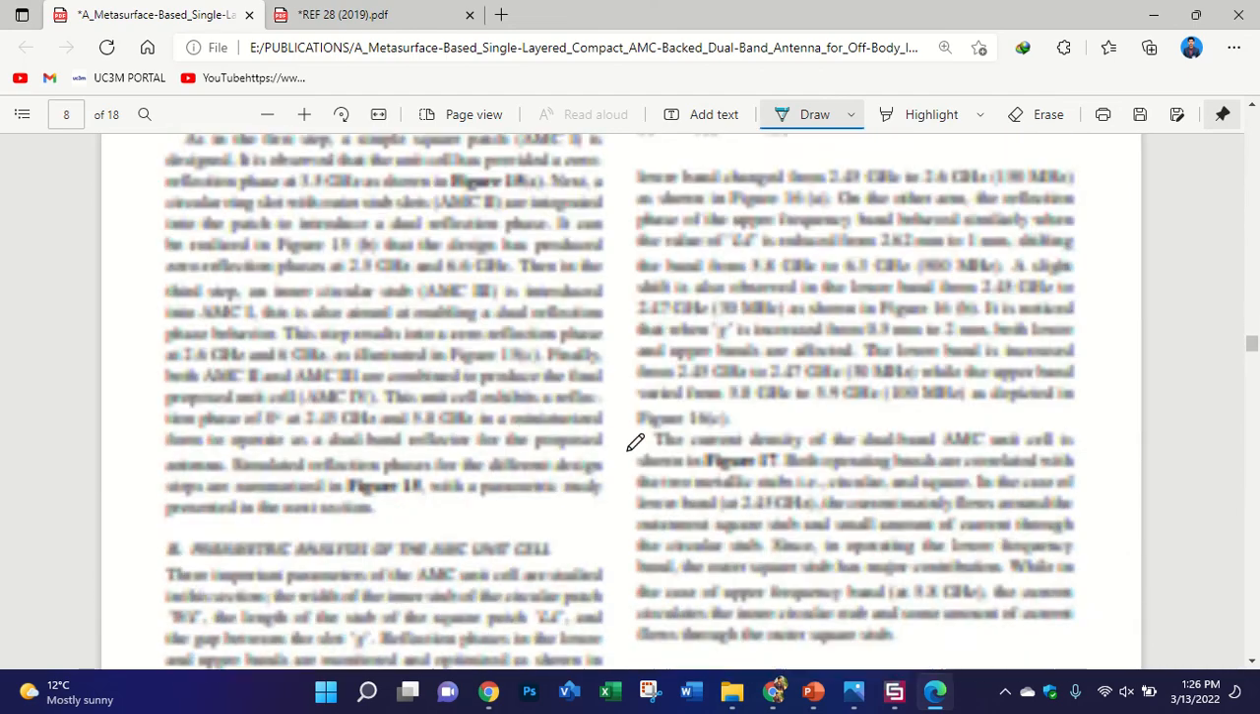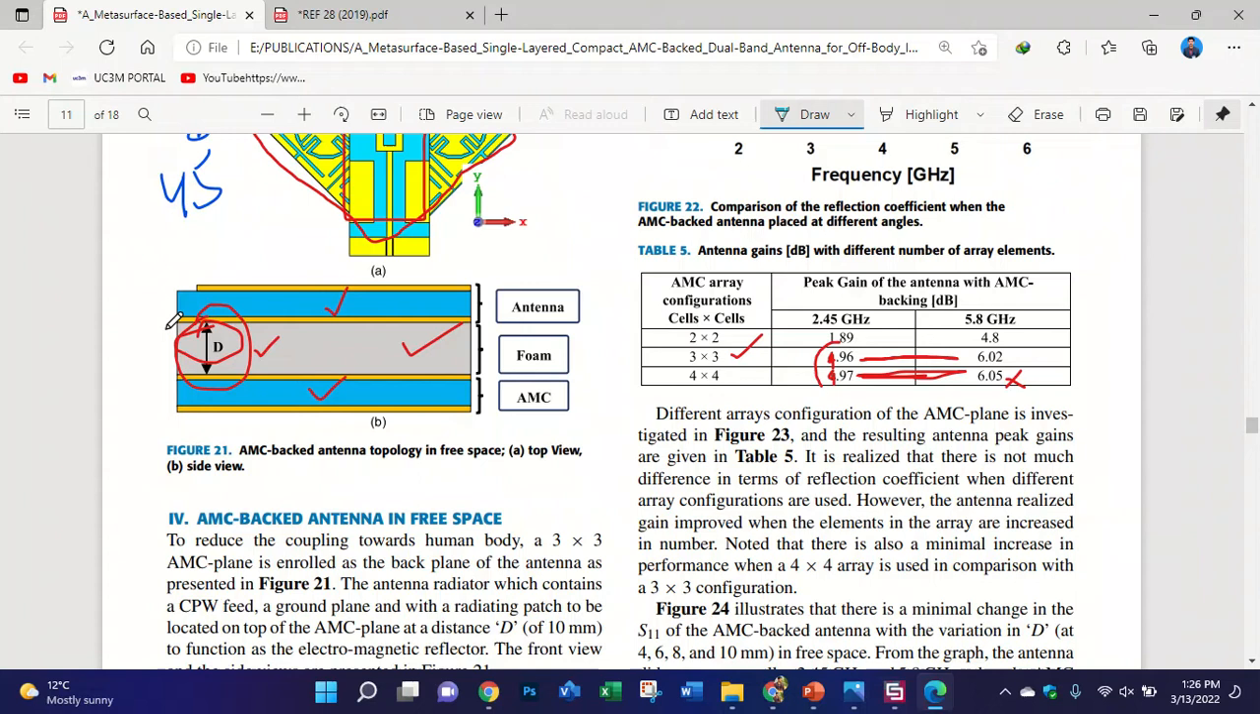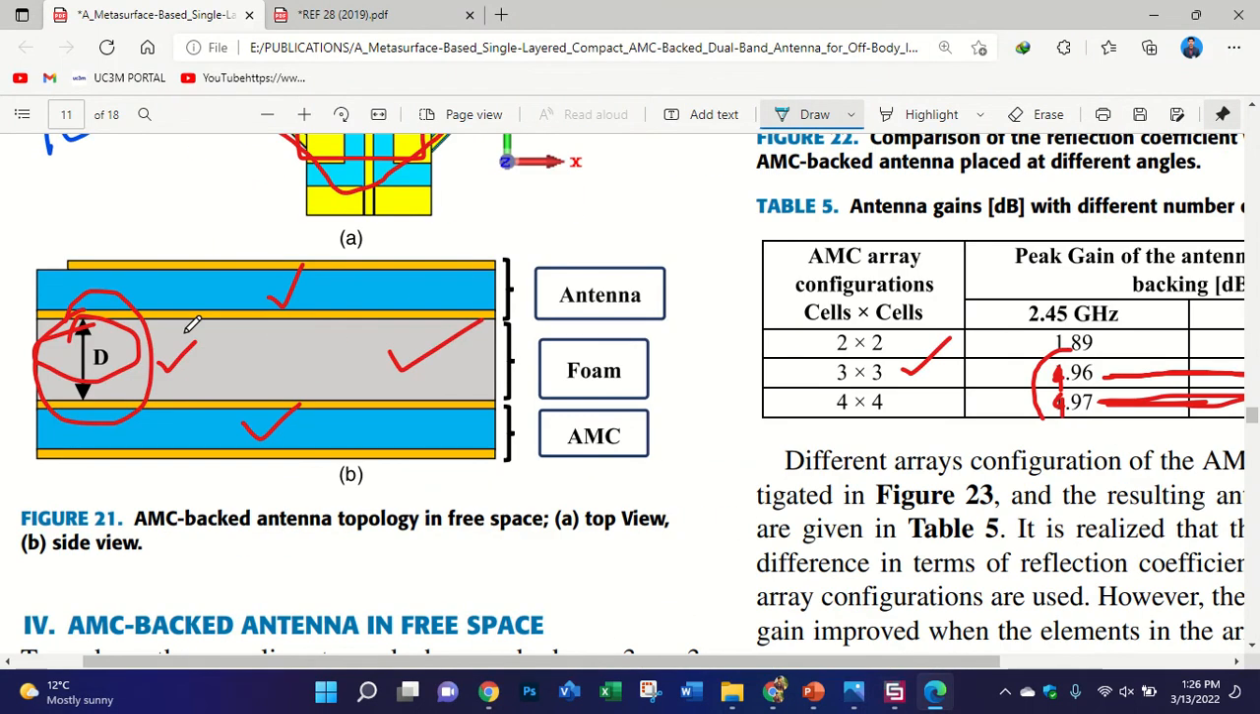Where is the distance? I am talking about this distance. You need to simulate your unit cell with some distance, like 5 millimeter, 10 millimeter, 15 millimeter.